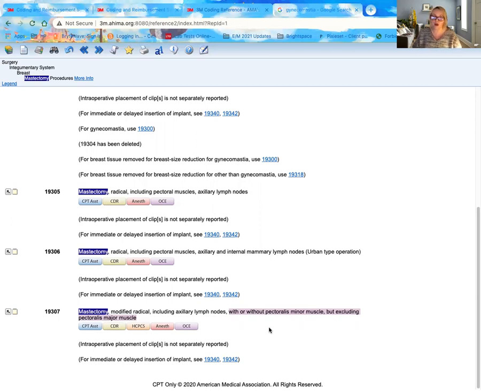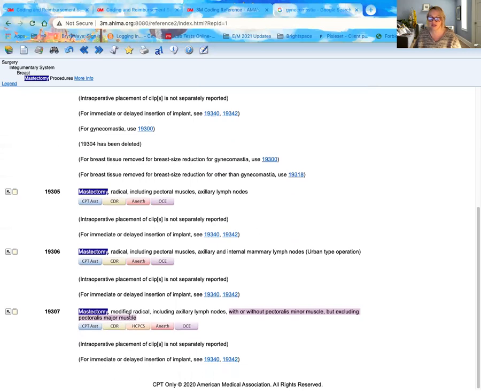So at this point, I want to confirm, did they meet the definition for mastectomy? Did they meet the definition for modified radical? And did they include the auxiliary lymph nodes? And while it's not important if they include the minor muscle, the pectoralis major muscle cannot be included. So I want to read through the note to verify these things before I select 19307 as my code. But most likely, from reading up and down on all of the codes that I had for mastectomies, this is the code that I'm going to use. Now, here's another thing I love about 3M.